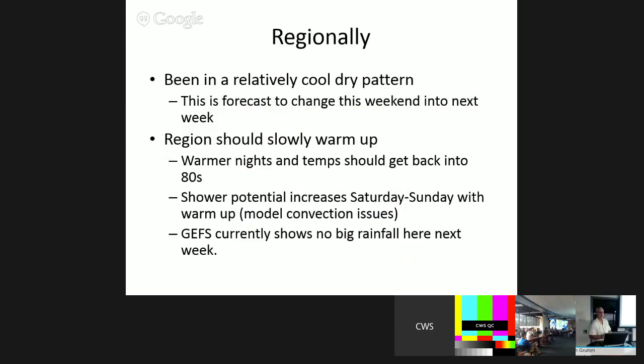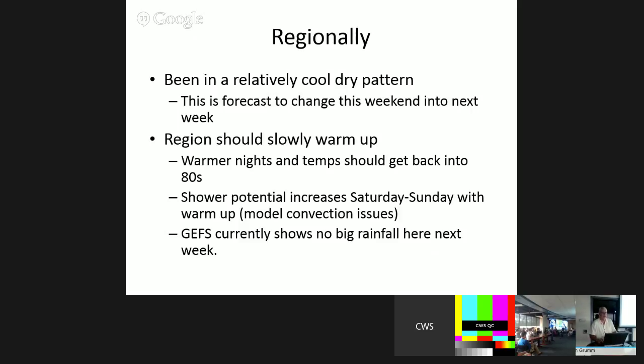So regionally, we've been in a relatively cool, dry pattern, and the forecast is tending towards a warm-up, and we might get our temperatures back up into the 80s. We haven't hit 90 here this year. So, I think the warmest I've seen in the NAMs is 18C. That's kind of pushing to get 90 here this time of year. But the shower potential increases, and I guess some of us could use some rain, but nothing great. It's just convective parameterization triggering. And the GFS currently shows no big rainfall events for us in the coming week.